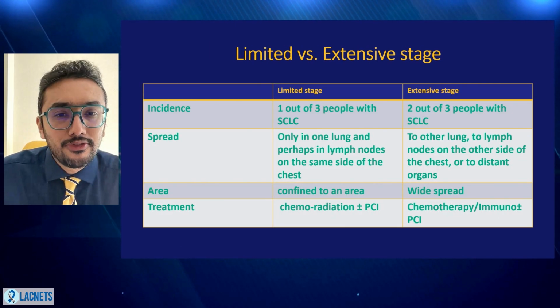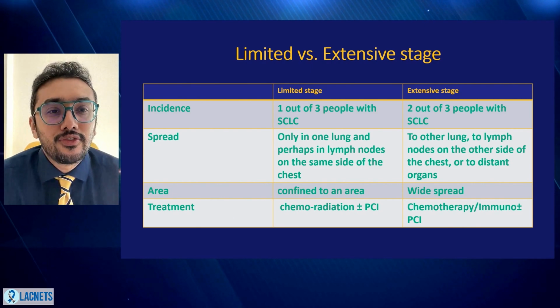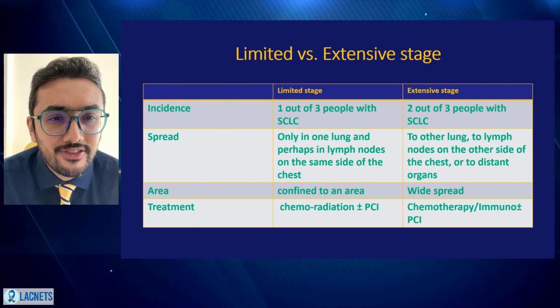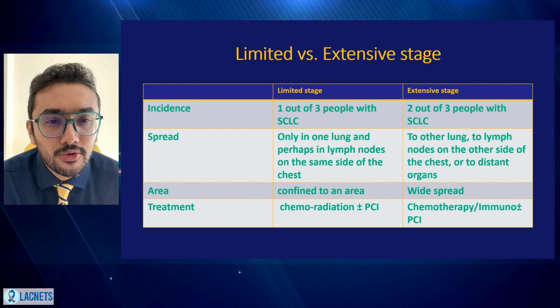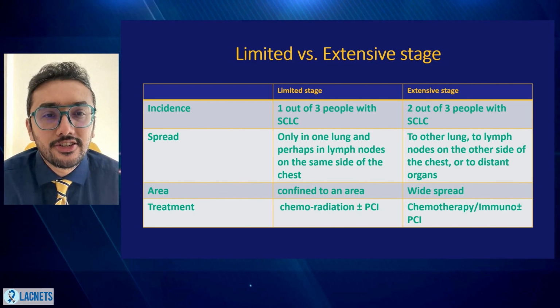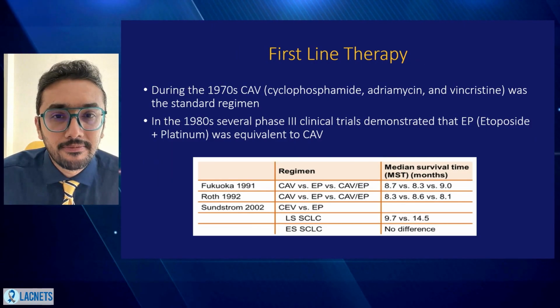But as I mentioned before, the majority of our patients have extensive stage disease. 2 of 3 patients diagnosed with small cell lung cancer would have advanced disease at presentation. So for the rest of my talk, I will focus on extensive stage small cell lung cancer and large cell neuroendocrine carcinoma patients, and how we go about treating them.